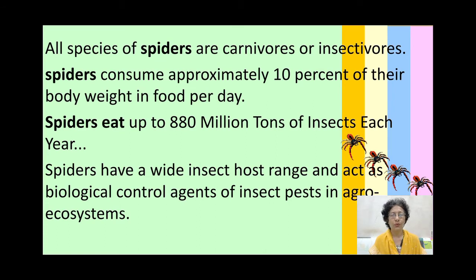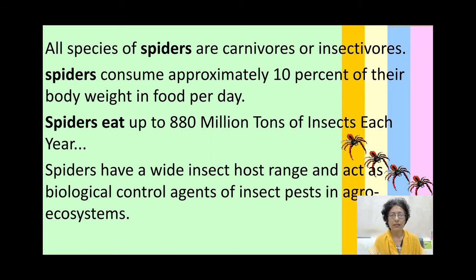Spiders are carnivores or insectivores, that is, they feed on insects or many other arthropods. Spiders never feed on vegetation. Spiders consume approximately 10% of their body weight in food per day. According to the Queensland Museum, spiders eat up to 880 million tons of insects each year.